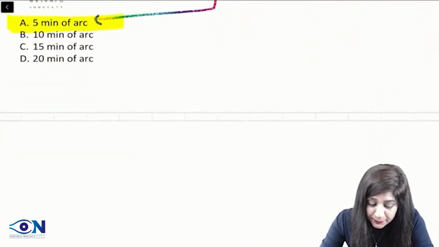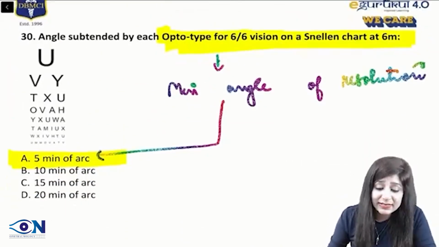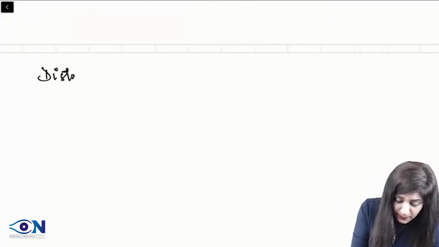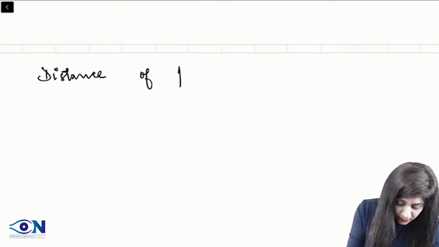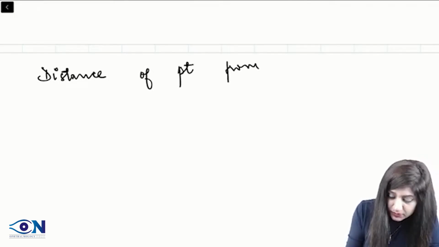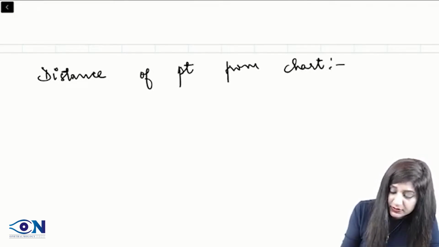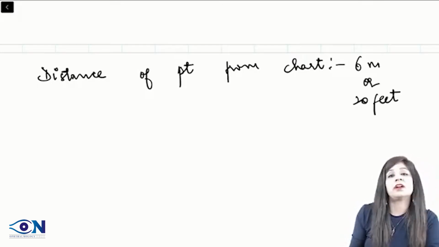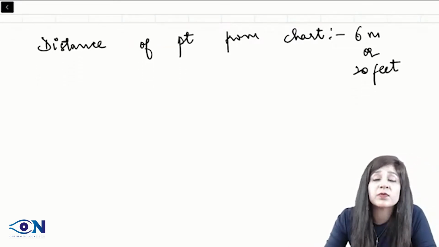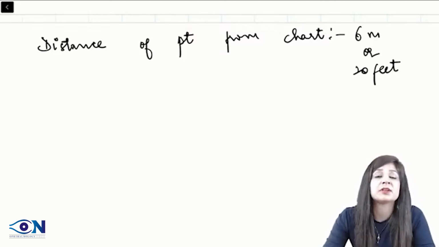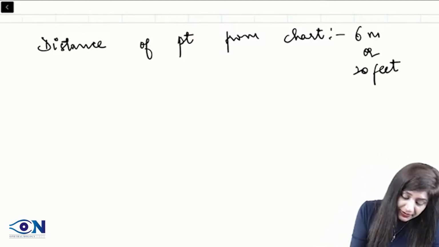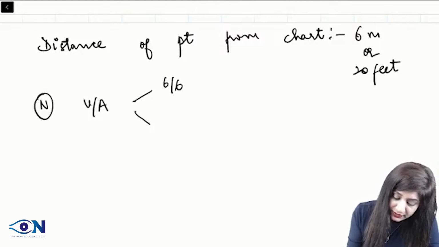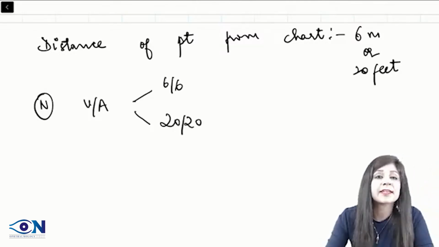So basically what happens when you see the Snellen's chart, the distance of the patient from the chart is 6 meters or it is 20 feet. So in India, we will take it in meters, while in US, we take it in feet. So 6 meters is equal to 20 feet. And therefore, if I talk about the normal visual acuity, either it is 6 by 6 or it is 20 by 20, anything we can say.